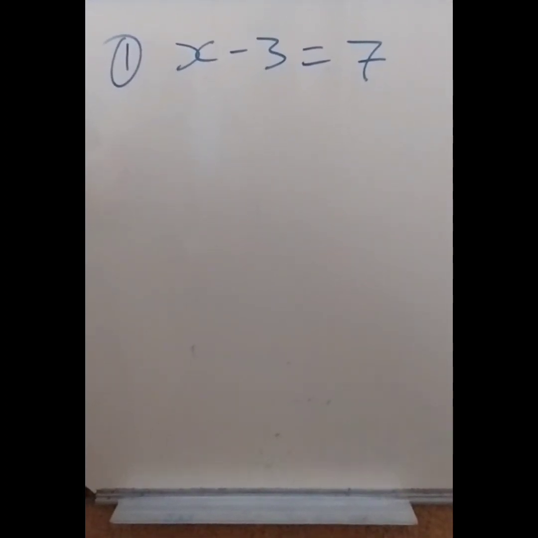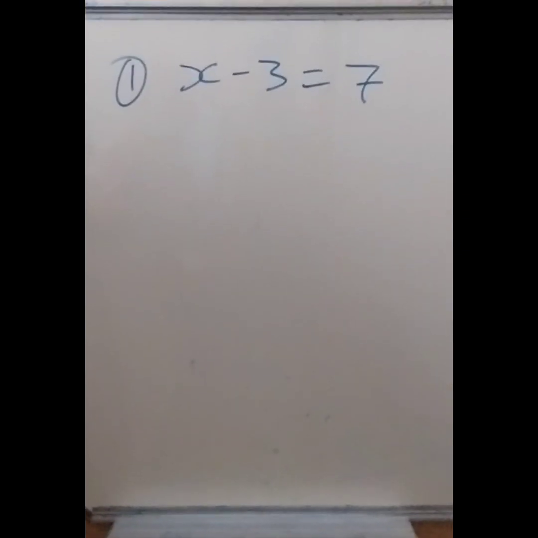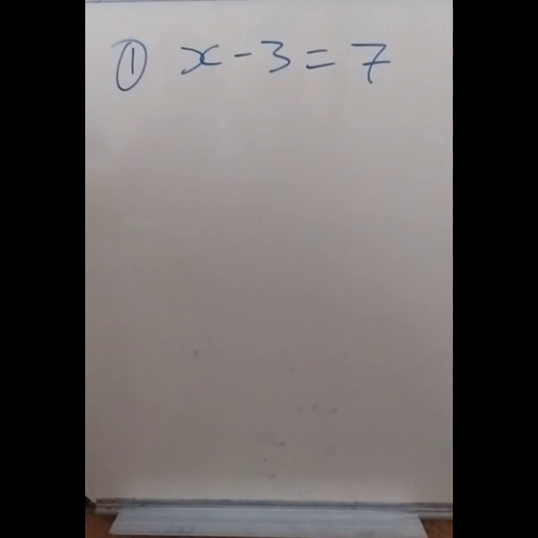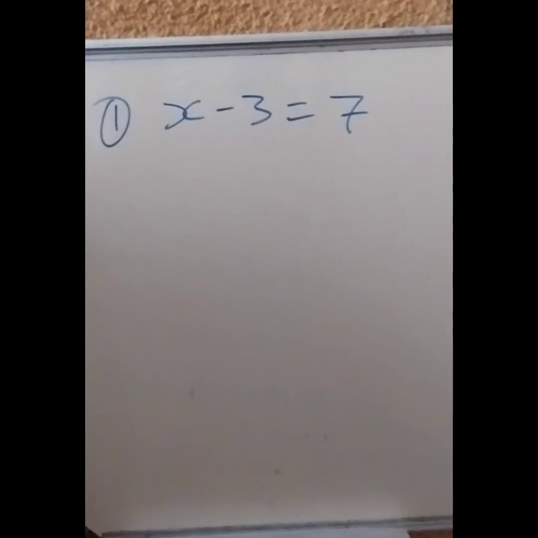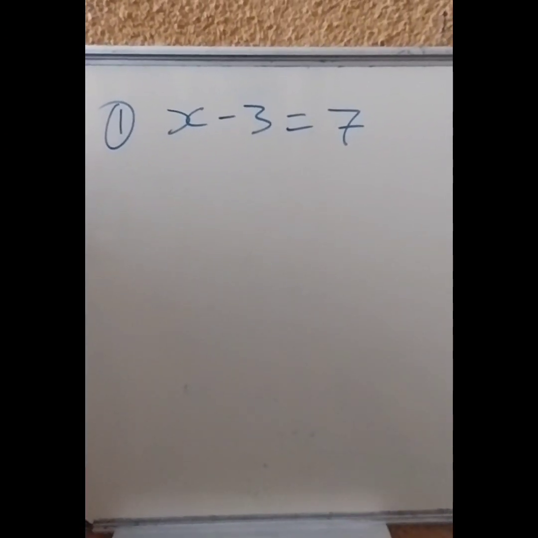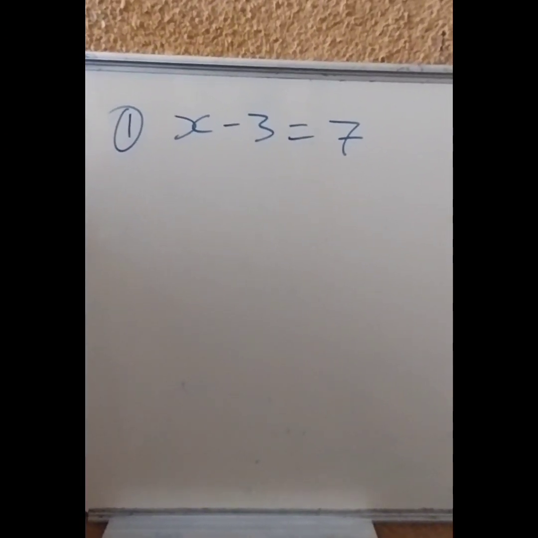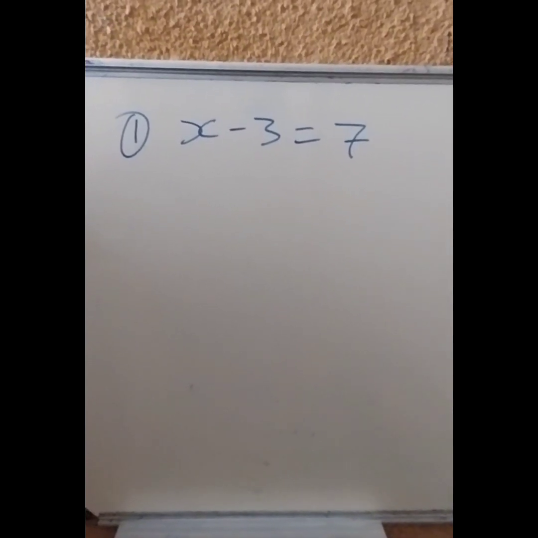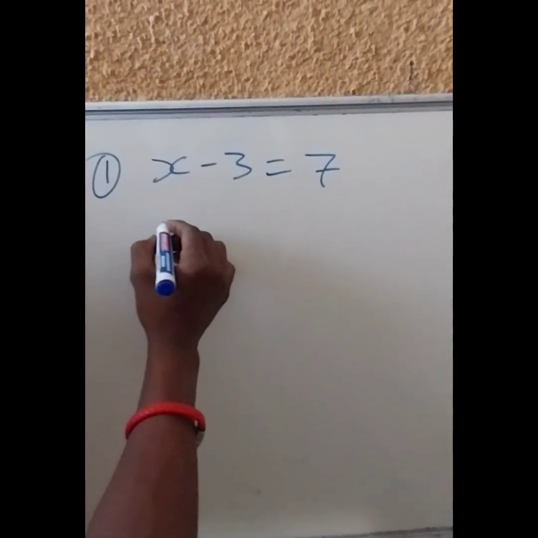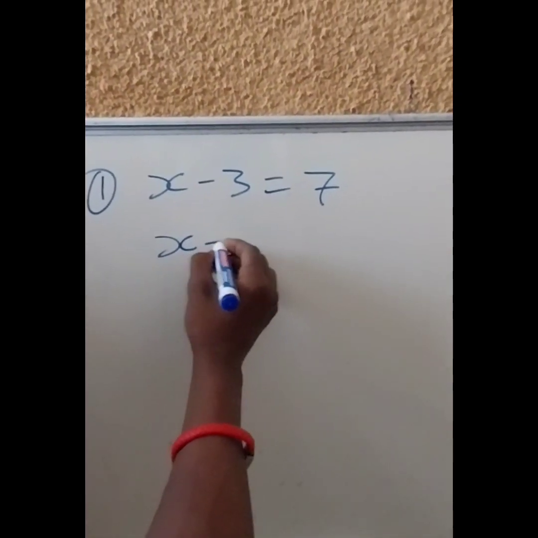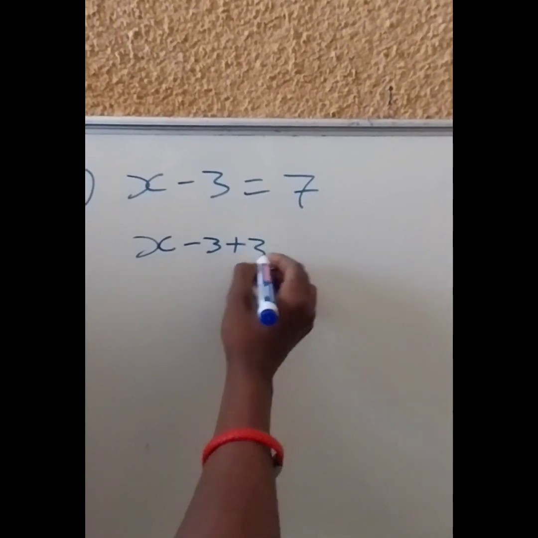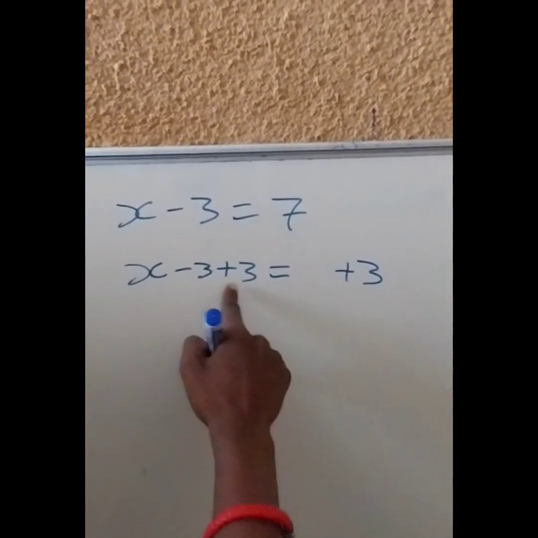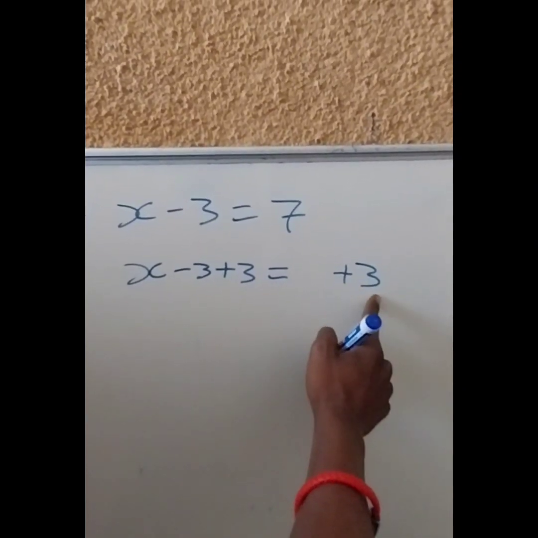We are given X minus 3 equals 7, where we are supposed to find the value of X. Now the first step, we are going to add the additive inverse of negative 3 on both sides in order to make X the subject of the formula. Therefore, now you are going to have X minus 3 plus 3. What you do on the left, you must also apply on the right. If you add 3 on the left, you must also add 3 on the right.